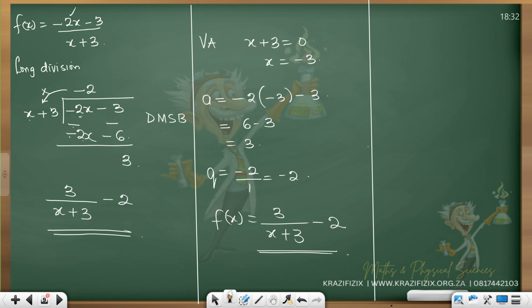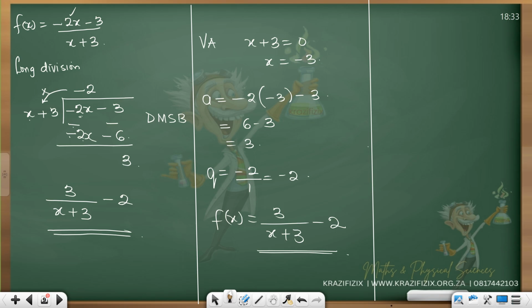I like this one. It's fast. I don't have to cram anything. Just remember those notes. Find the vertical asymptote. Substitute the vertical asymptote in the numerator. What is your Q? Coefficient of X at the numerator divided by the coefficient at the denominator.